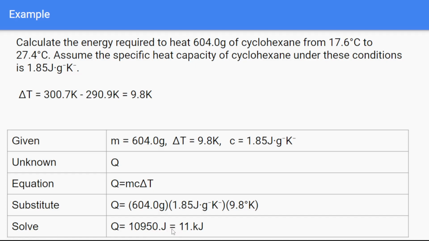We're going to convert that to 11 kilojoules because of our number of sig figs. Since we use 9.8 Kelvin, that's 2 sig figs, so we would need to round that, and the way to do that is to convert to kilojoules.